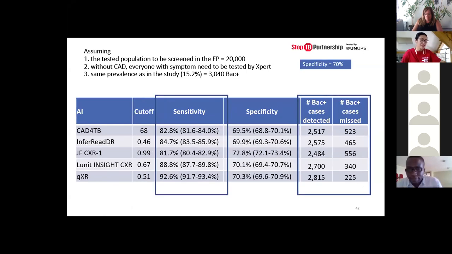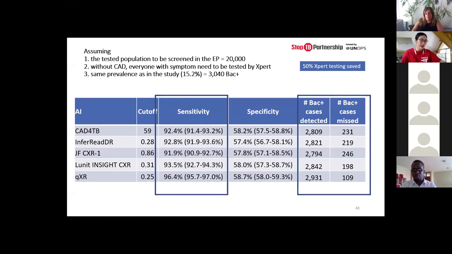And while I have time, another TPP target is looking at the specificity. If we anchor the specificity at 70% and select the resulting cutoff for each CAD product, then the resulting sensitivity is shown here. And what that means for this hypothetical program is that this is the number of TB-positive cases that can be detected, and this is the number of cases that will be missed.